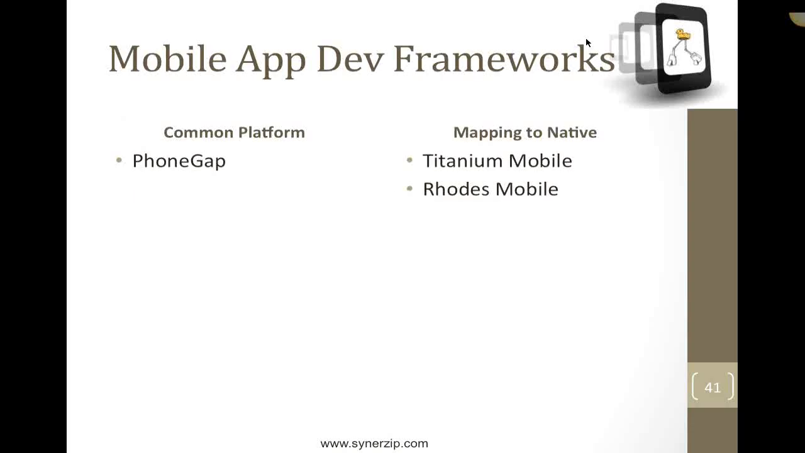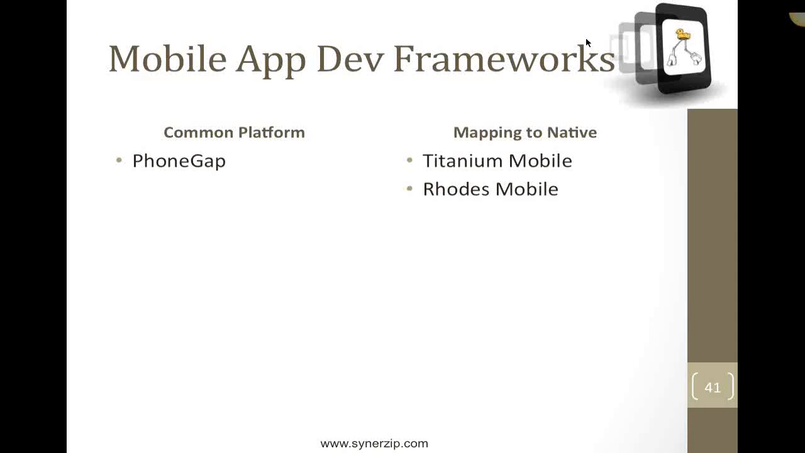So when we talk about these two approaches, what are the frameworks which are available? For common platform, as I told you, it's PhoneGap. For mapping to native, primarily I'm focusing on Titanium Mobile. And there's one more framework called Rhodes Mobile. Let me be very frank, I'm not an expert on Rhodes Mobile, so I'll keep the questions to Titanium Mobile.